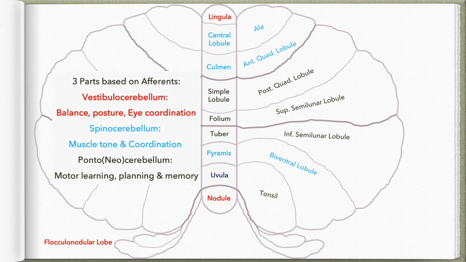Cerebellum is divided into 3 parts based upon afferents, as vestibulocerebellum, spinocerebellum and pontocerebellum. Vestibulocerebellum is concerned with balance, posture and eye coordination. So again, it includes lingula and flocculonodular lobe. Spinocerebellum is concerned with muscle tone and coordination. That includes the remaining part of the anterior lobe, that is central lobule, culmen and its adjacent parts of the hemispheres. And in the posterior lobe, it includes pyramis and biventral lobule. And pontocerebellum is involved with motor learning, planning and memory. So that includes all the remaining portions which are shown in black color.